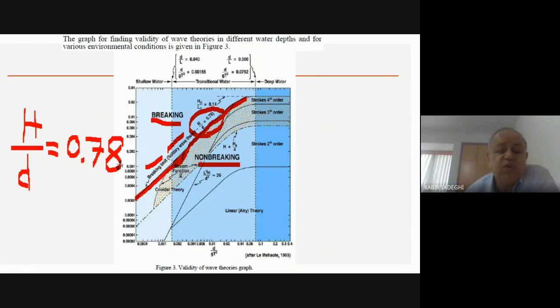Therefore, for calculating the wave height in breaking, you may simply calculate H equals 0.78 times d. This is the thing. So perhaps in an exam, if you need to calculate H, the simplest one to estimate is this one.